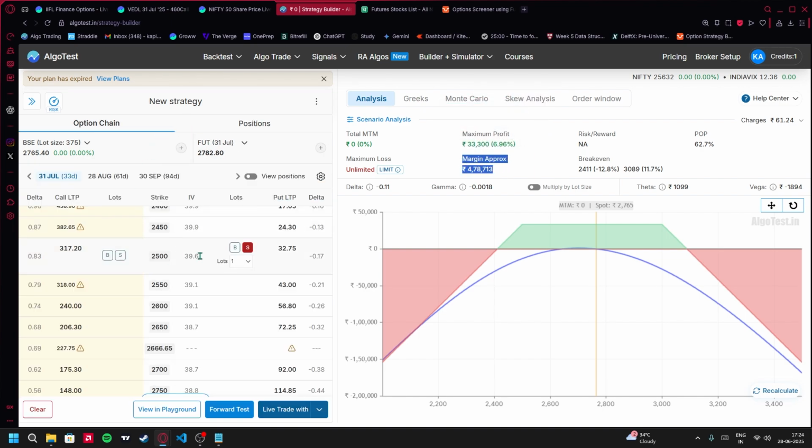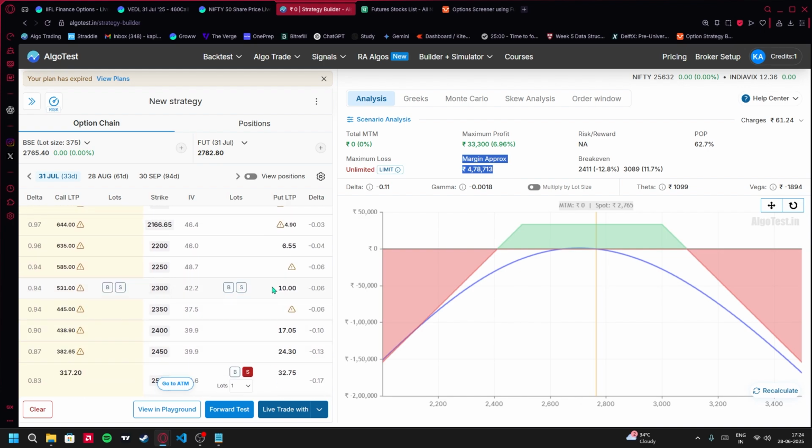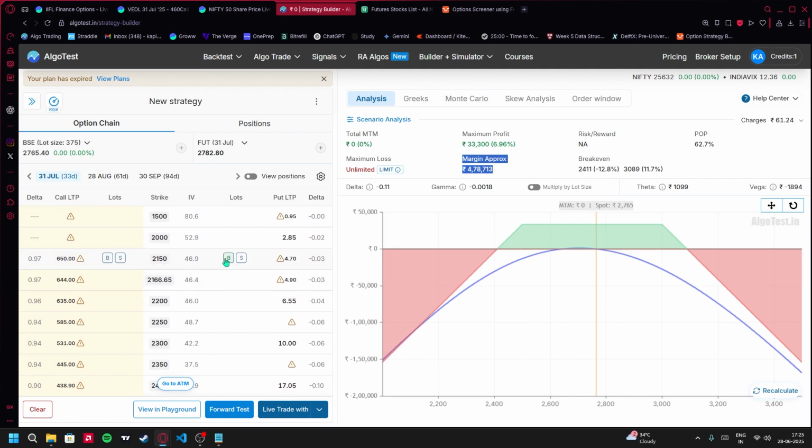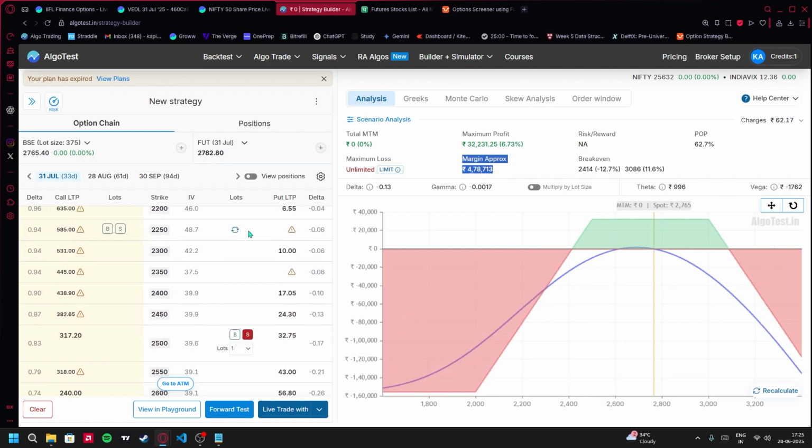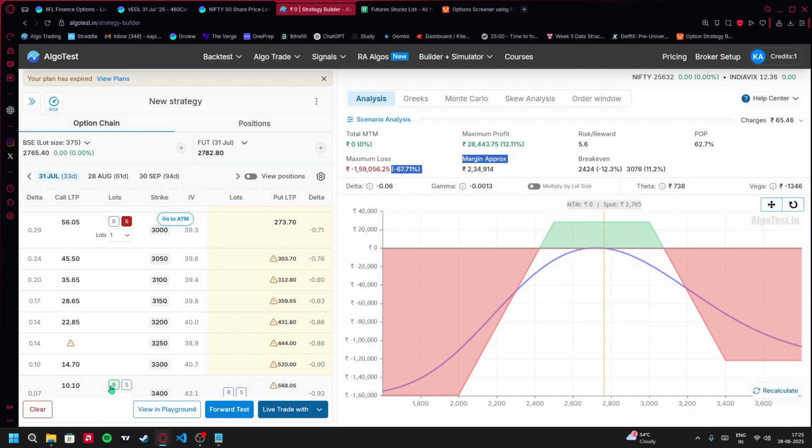So now what we will do is add hedges. First of all, let me clarify: the hedges I'm going to add are not hedges to protect you. These are hedges just for the margin benefit. So I will go maybe 7, 8 strikes up and add the maximum farthest hedges I can. Now look, suddenly I changed my margin requirement from 5 lakhs to 2 lakhs.